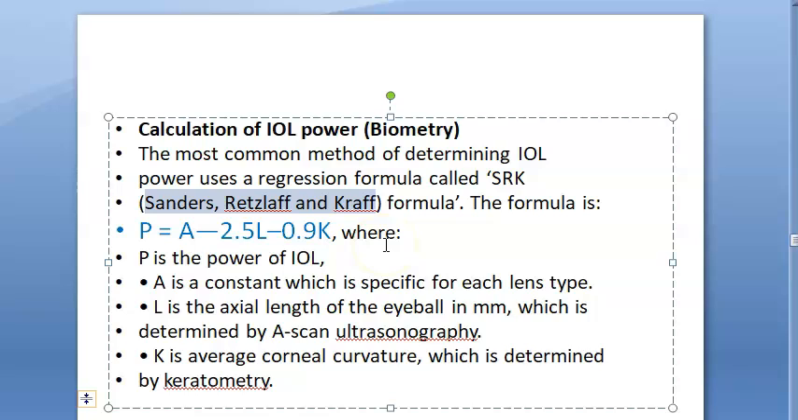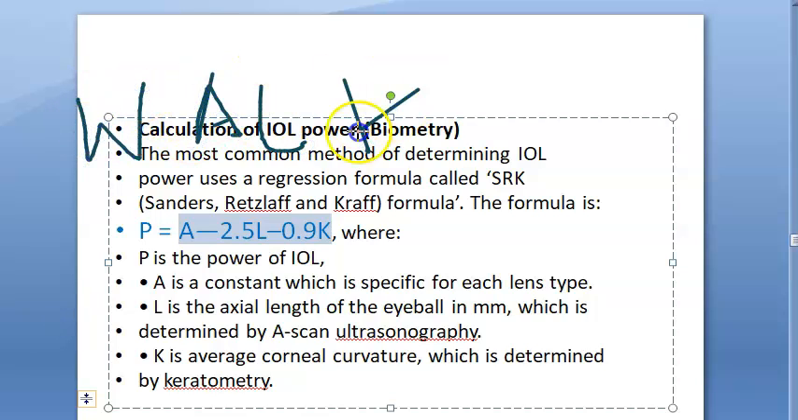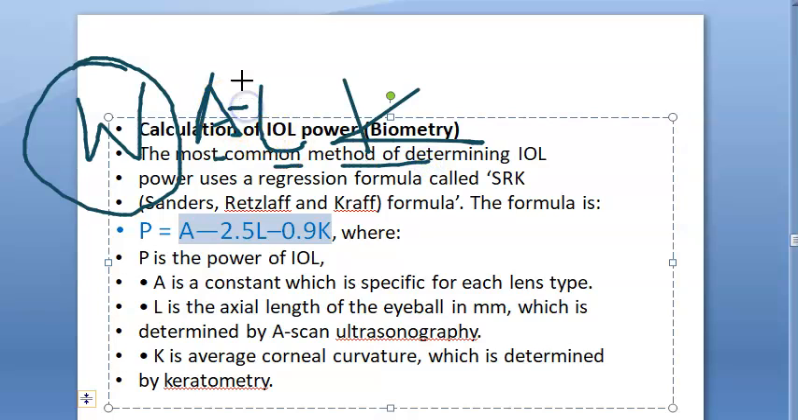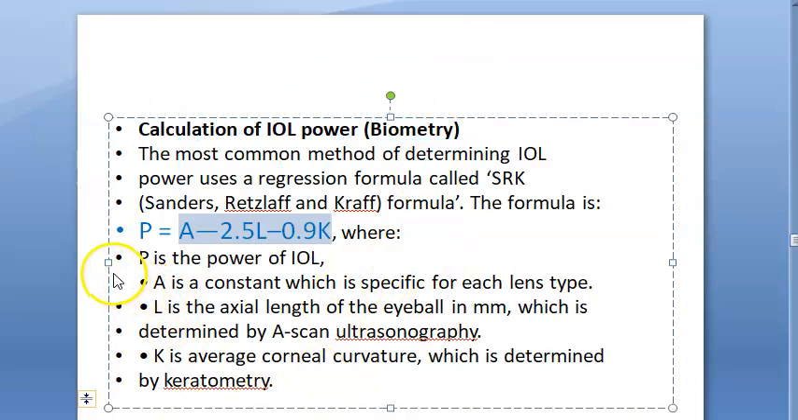SRK, like Shah Rukh Khan. SRK formula and ALK. What is ALK? Just remember something like this. WALK, walk. W, what is the power of the IOL? A minus 2.5 L minus 0.9 K is the power of the IOL. Okay, good. So we are done with the power.